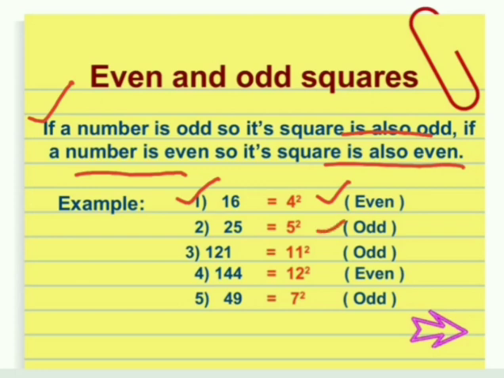Second example, here we have taken 5. 5 is odd, and the square of 5 is 25, which is again an odd number. See the example 12. 12 is even, and when we find the square of 12, we get 144, which is again an even number.